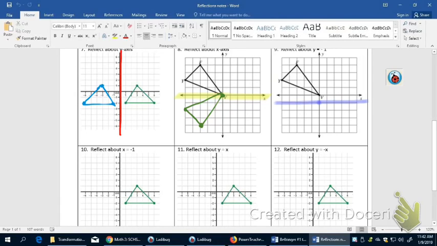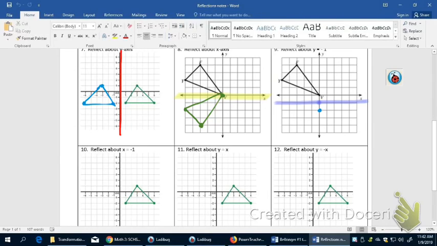Now when you're counting, you count from that line, not the x and y-axis anymore. So how far is V from that line? 1. It's 1 above, so I want to go 1 below.